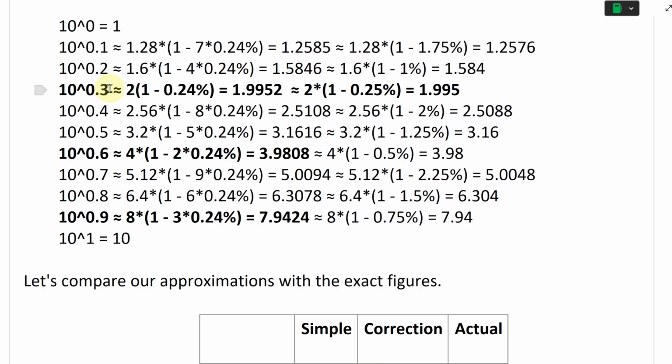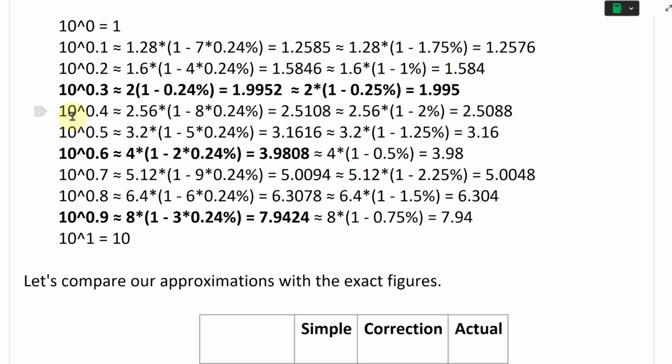Anyways, and then the next one here is 10 to the 0.3. This is the one we start off with. And this one is just the error 1 time. So this is 2 times 1 minus 0.24%. That equals 1.9952. Or you can go just 1 minus 0.5%, and it just rounds up to 1.995.